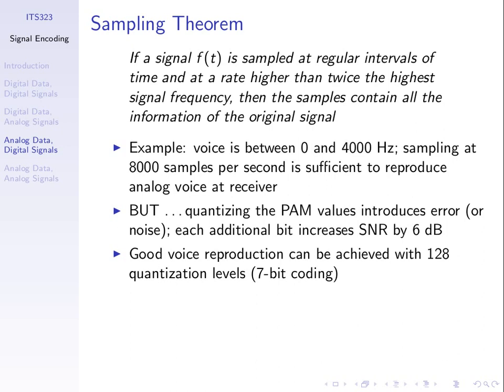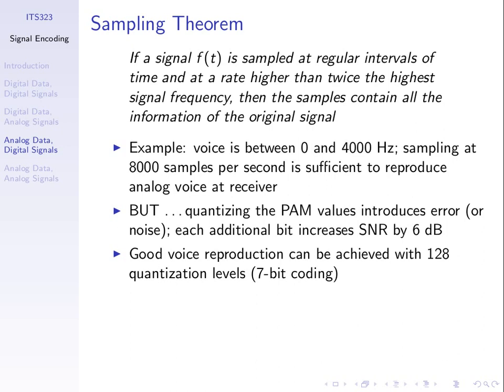This assumes that we have an infinite number of levels, but in practice we don't. We divide the levels into a finite value. What is a good number of levels? So this theorem tells us the good value of the sampling rate. What is a good number of levels? It depends upon what accuracy you want. In terms of voice, because most work has been done on voice for telephone systems, it turns out that using 128 levels is good for a very accurate reproduction.